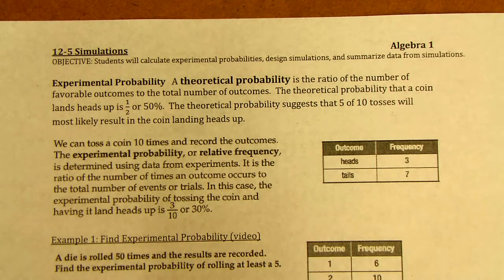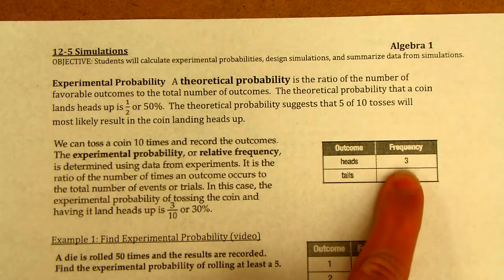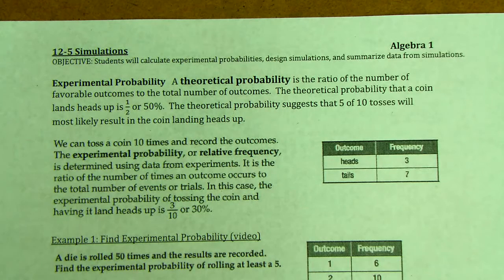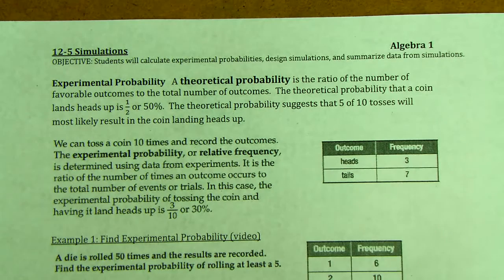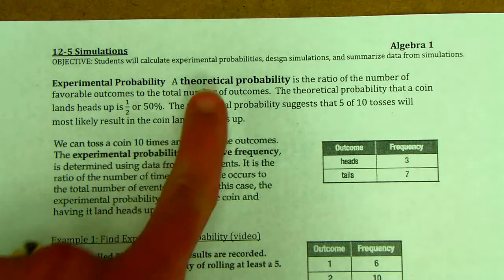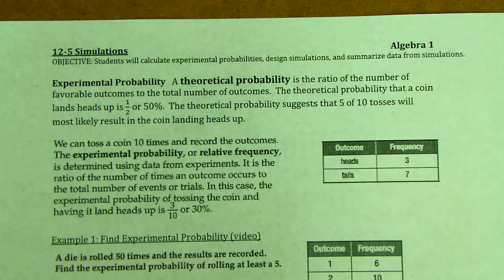So if you did an experiment with a coin and you flipped it 10 times like they did right here, and they got 3 heads and 7 tails, well, it's not 50% because it's an experiment. Now, the more you did it, if you flipped that coin 1,000 times, you would be closer and closer to 50%. But when you're talking experimental probability, you are basing your numbers on an experiment. What happened in the experiment, as opposed to theoretical, is what are total possibilities and what are our favorable outcomes. So that's the difference.